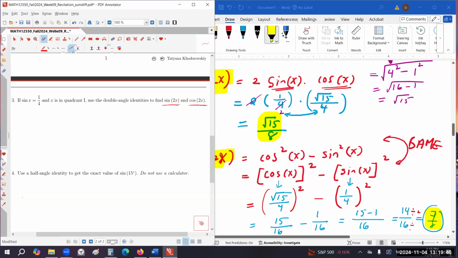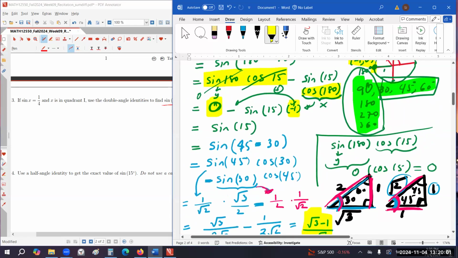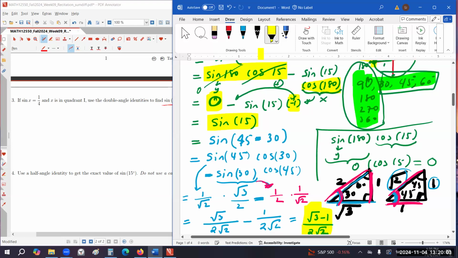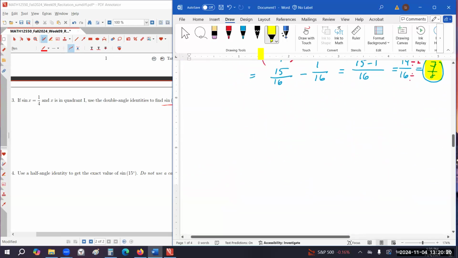The next question says, use half angle to find out what is sine 15 degree. We already found sine 15 degree. In this question, we found that sine 15 degree is this one. So never mind. Sine 15 degree is the same thing. So here we did this question using somewhat different identities. Now they want us to find the same thing, but using half angle identity.